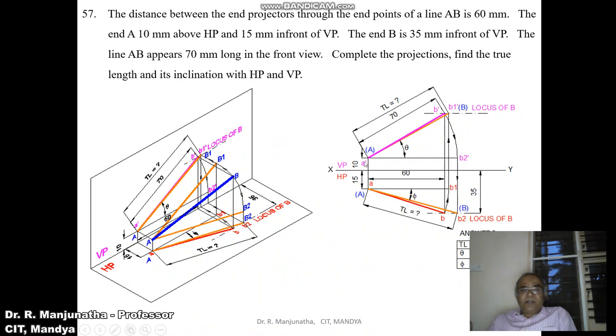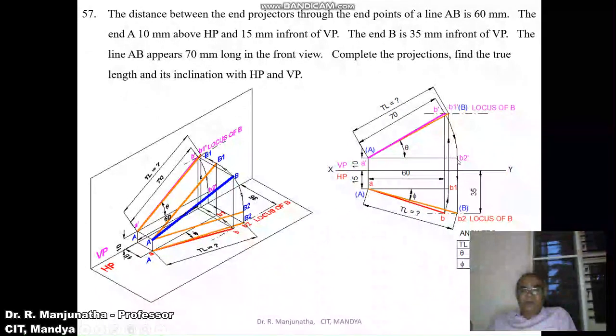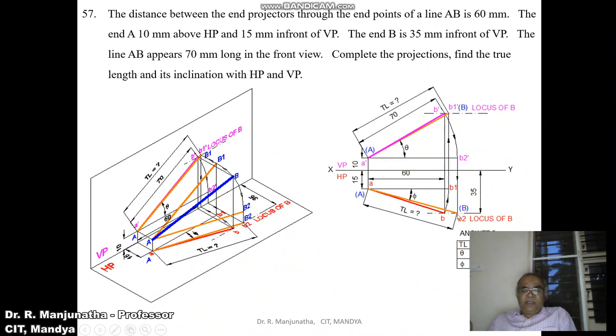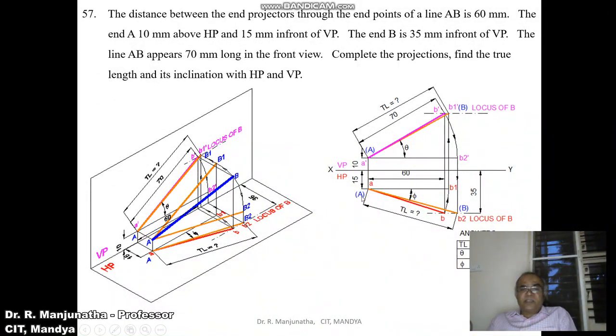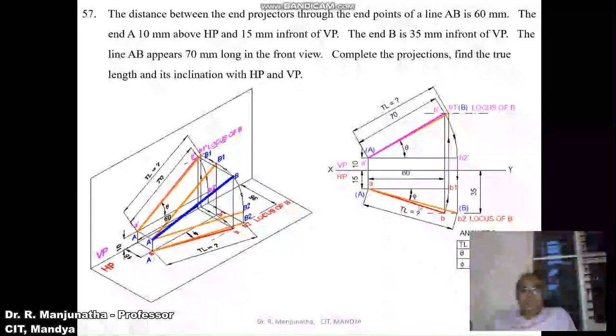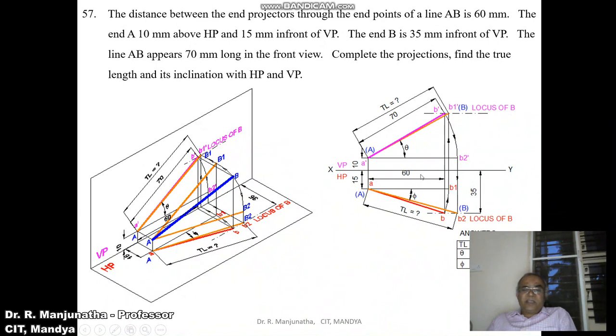As we know, in the front view the distance of 10 mm above HP will show both A dash and B2 dash in the vertical plane. So when you look from the top view, its corresponding top view B2 will go to the locus of B in the top view. Since the line is parallel to HP, you get the true length in HP. So you mark this point as capital A and capital B, and this point as B2. Then join AB2 with a line a little thicker than the XY line.